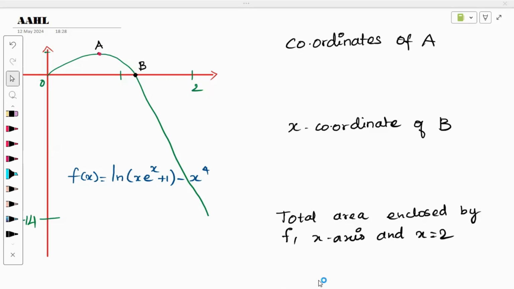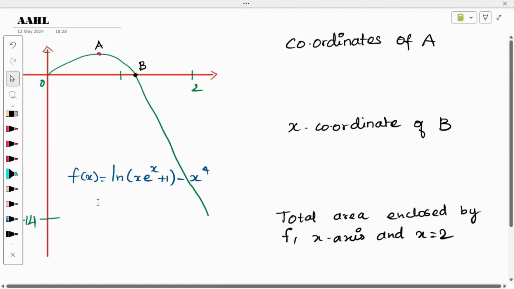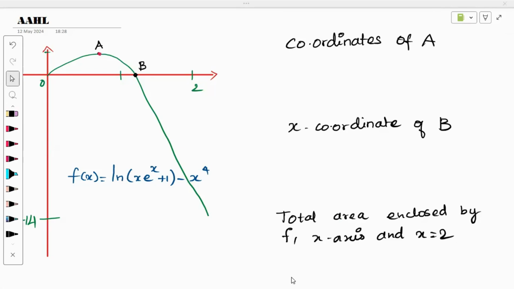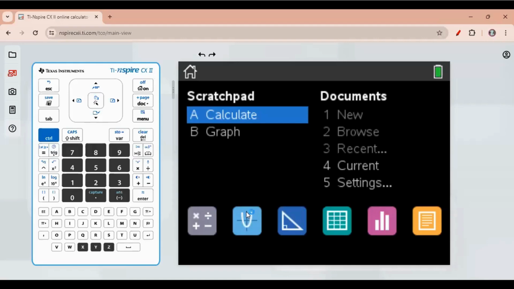GDC. Now let's go. So we are going to graph f of x first. Then from this we can fetch the coordinates of B and A. So directly we can fetch those, and for the total area enclosed by f, the x-axis and x equals 2, again we will do it with the graph. First let's complete the first two parts. Here I'm sharing the different screen. Yeah, so first let's graph it.